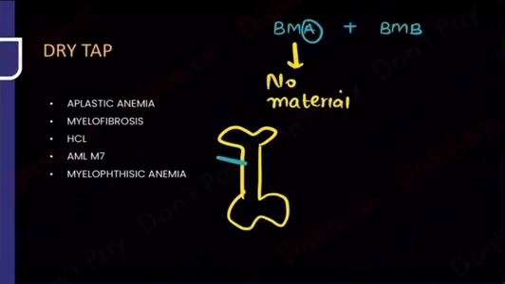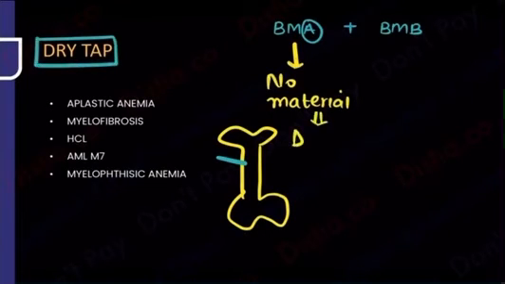Why? Firstly, that situation is known as a dry tap. When there is no material, that situation is known as a dry tap. The syringe is empty, air, there is no blood, no material coming out. Why? Because probably there was nothing in the bone marrow. It was a case of aplastic anemia. When the bone marrow is not making any cells, how will you get anything in your syringe? It's a case of aplastic anemia.